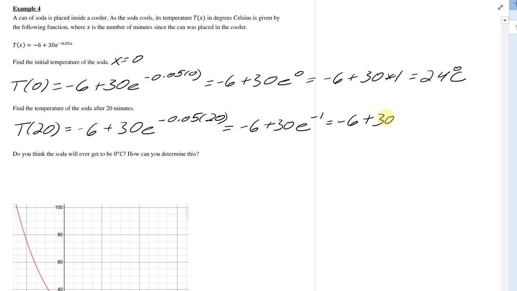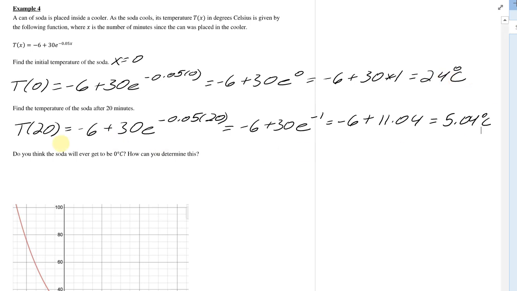So 30 times e to the negative 1 is 11.04, I'll round up. And then if I add those together, this will be 5.04 degrees Celsius. So in 20 minutes, it's gone from 24 degrees Celsius to 5.04 degrees Celsius.